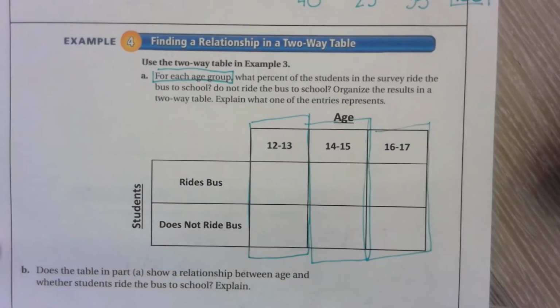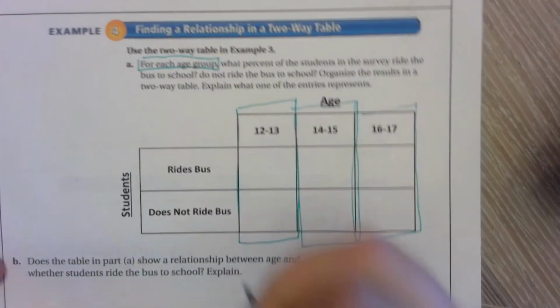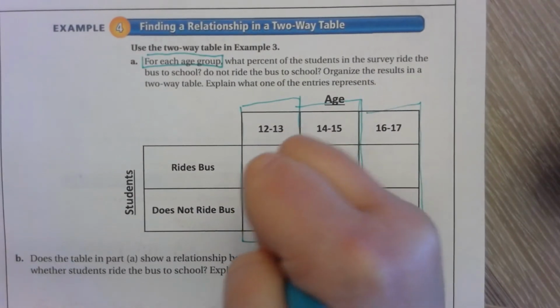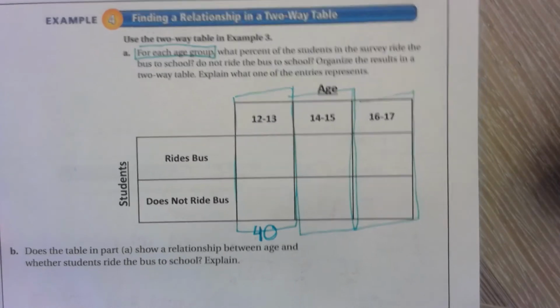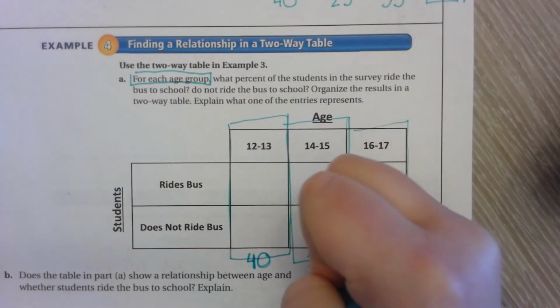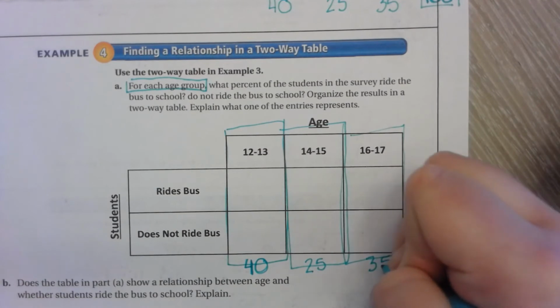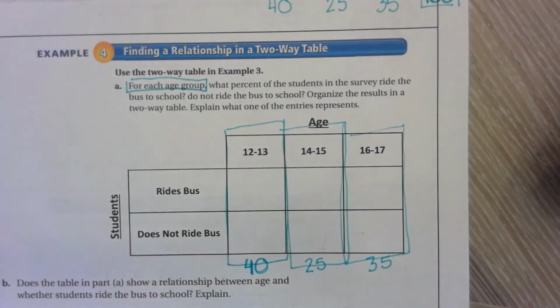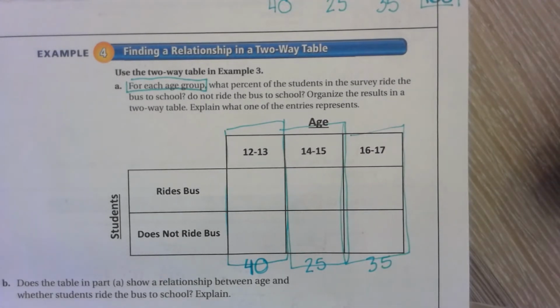Okay, so we know our totals for the columns by coming up here. There were 40 students total that were surveyed that were between the ages of 12 and 13. There were 25 total 14 and 15-year-olds, and 35 total 16 and 17-year-olds. So now for each of these age groups, we're going to figure out how many of the kids ride the bus and how many do not ride the bus.